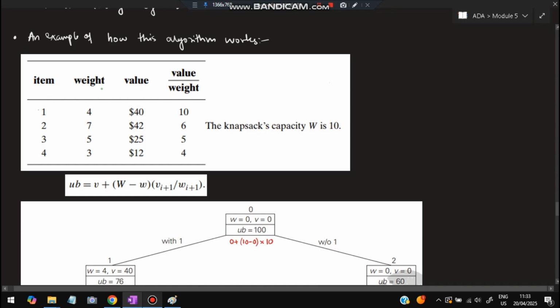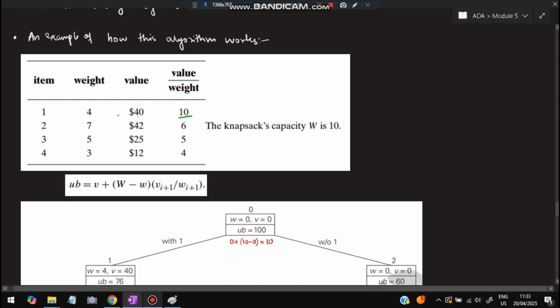Items 1, 2, 3, 4 are there. Weight is given for each of these. Value is also given for each of these. In this algorithm for the branch and bound, what you have to do is find out the value by weight ratio, because if you find the value by weight ratio, you will be able to get, for one weight, what is the value I'm getting. Suppose it is kg.